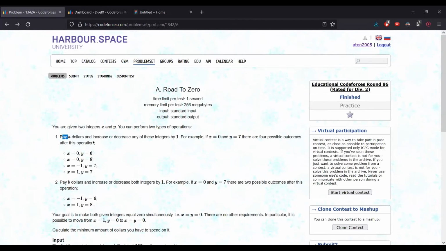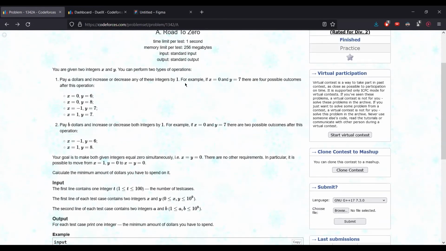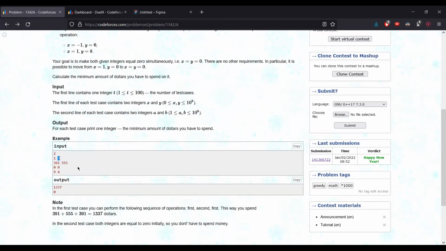You can pay $A and increase or decrease any one of these integers by 1. So say you are given 1 and 3. This is the first input with two test cases. This is the first test case. You are given numbers 1 and 3, and you can pay $A and decrease or increase either of these numbers by 1. So you could make the 1 a 0 or the 3 a 2.